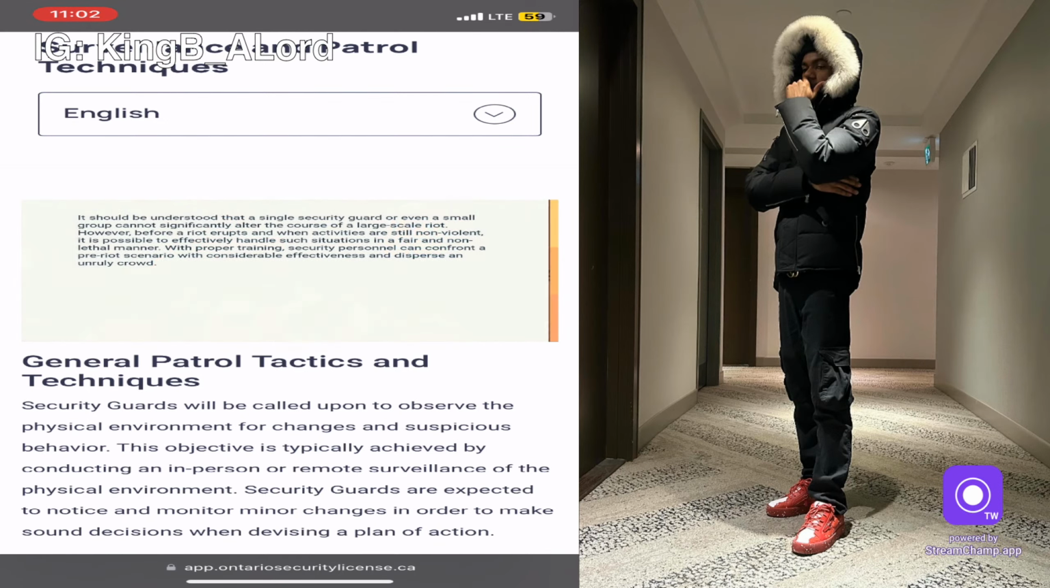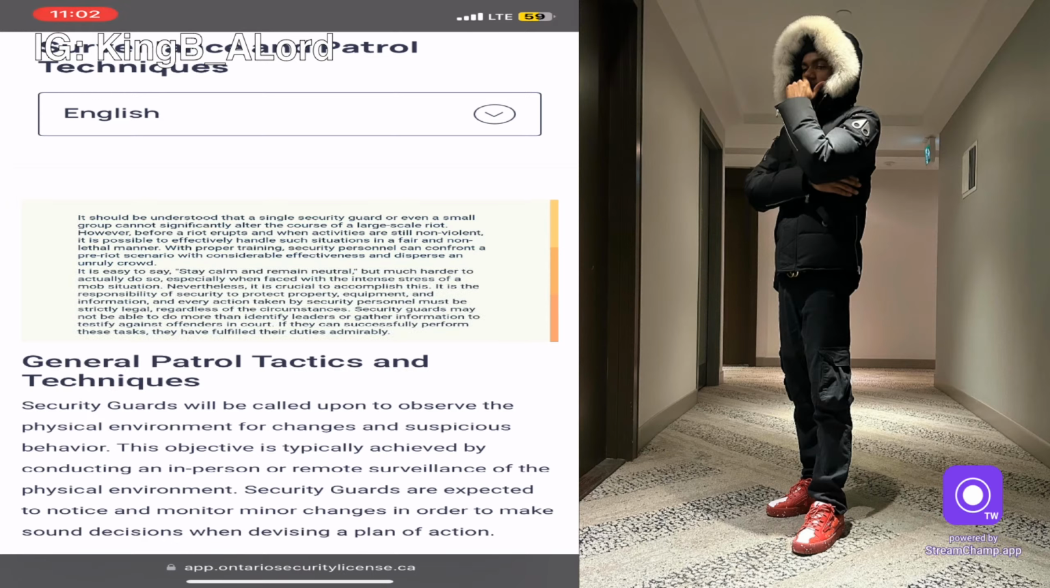It should be understood that a single security guard or even a small group cannot significantly alter the course of a large-scale riot. However, before a riot erupts and when activities are still non-violent, it is possible to effectively handle such situations in a fair and non-lethal manner. With proper training, security personnel can confront a pre-riot scenario with considerable effectiveness and disperse an unruly crowd.